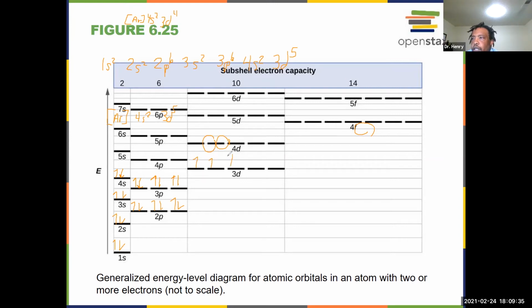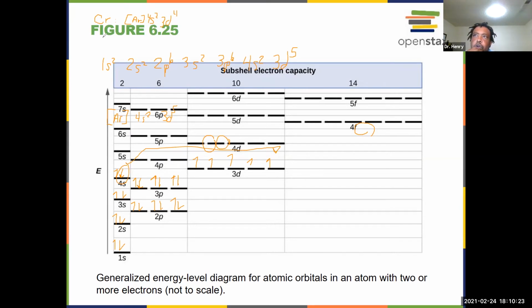So this is what we'd expect chromium to look like, right? All of these are full, the 4s would be full, and then we would have 4 electrons. So it's actually lower in energy for it to put a half full shell in place rather than just leaving this here. So it's going to borrow this electron, take it, and put it here.